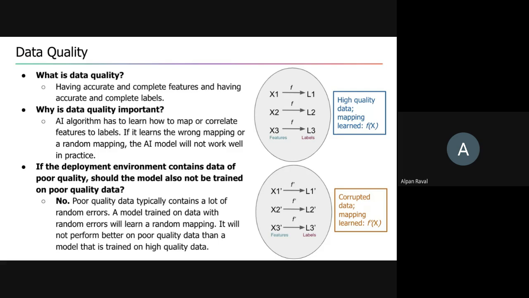Right. So, JK, I'll just get to your question in a minute. I'll just get to the last point here. The last point is somewhat nuanced. If the deployment environment contains data of poor quality, should the model also not be trained on poor quality data? It's partly true. The general answer is no. The data can't be of really poor quality because you lose signal. Poor quality data typically contains a lot of random errors, and a model trained on data with random errors will learn a random correlation or random mapping, and it won't perform better on poor quality data.